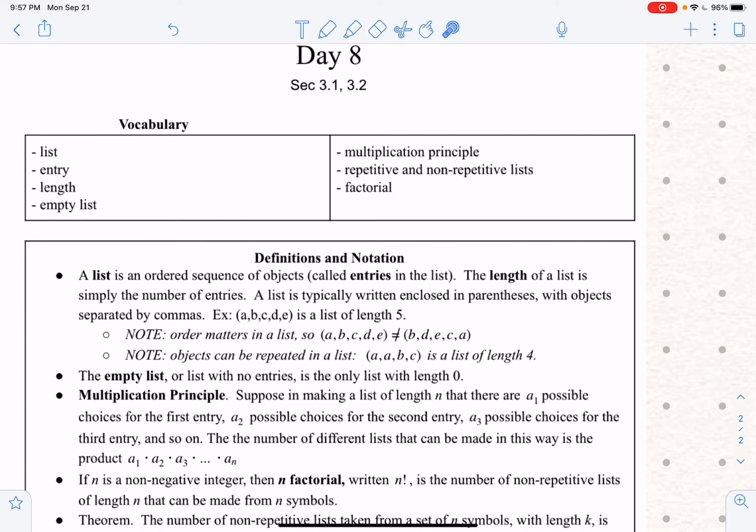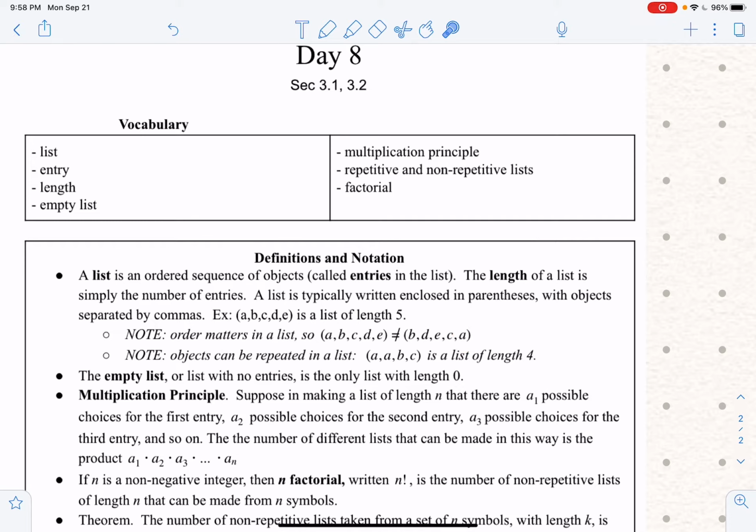You guys are very familiar already with ordered pairs. An ordered pair is just a list of length 2. It has 2 entries in it. This example right here is a list of length 5. It has the entries A, B, C, D, and E. The fourth entry in this list is D, for example. So you can talk about the first entry, second entry, third entry. In a list, the objects are in order, unlike in a set. Order matters, so if I put the same things in a different order, it becomes a different list.